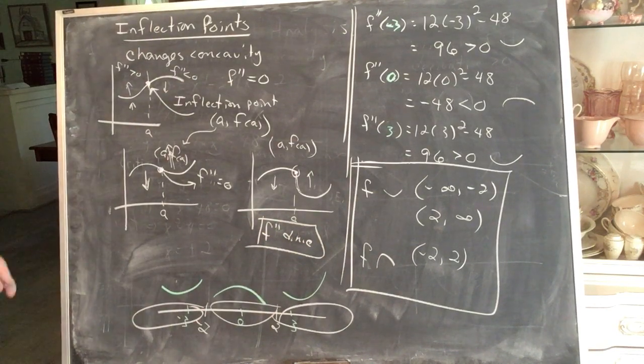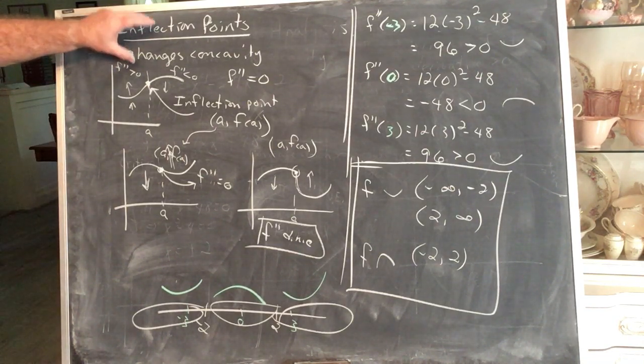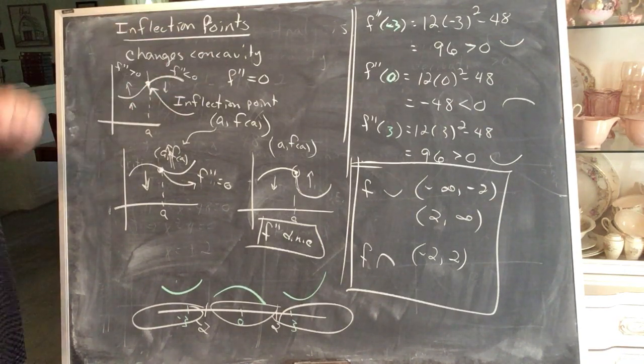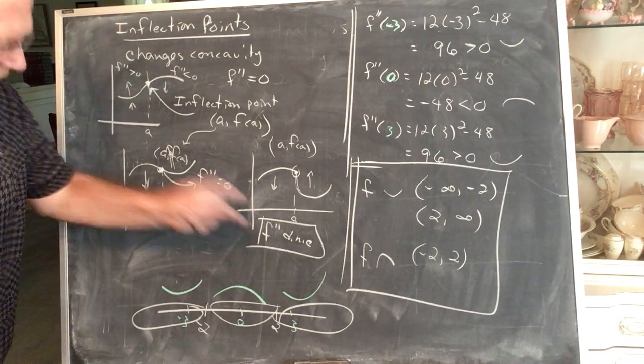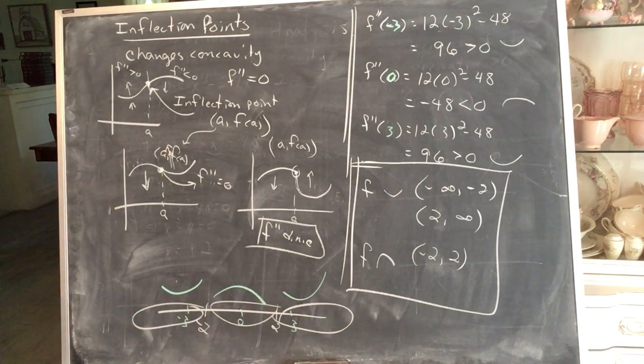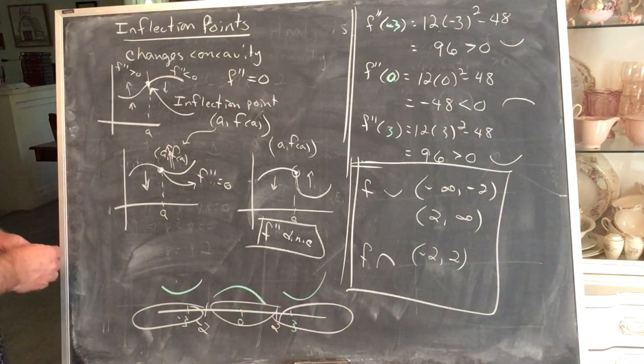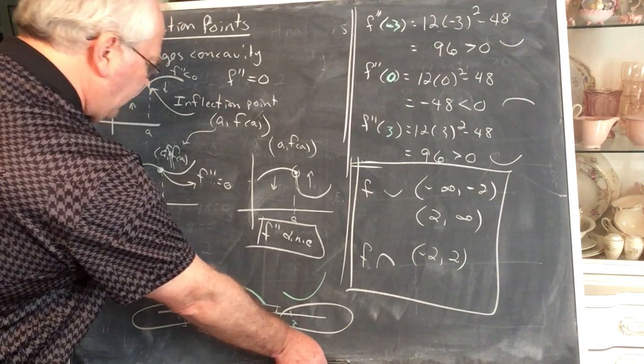And so we have the same kind of thing as we had for the first derivative. A relative extremum might exist if the first derivative is equal to 0 or if the first derivative does not exist. There is a potential inflection point if the second derivative is equal to 0 or if the second derivative does not exist.